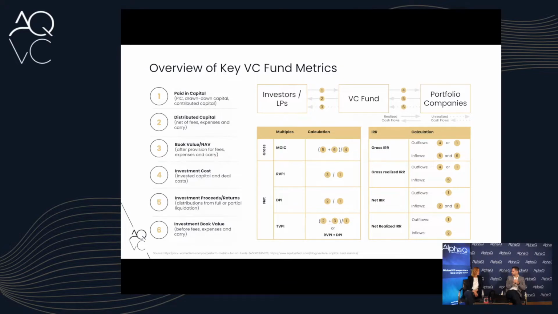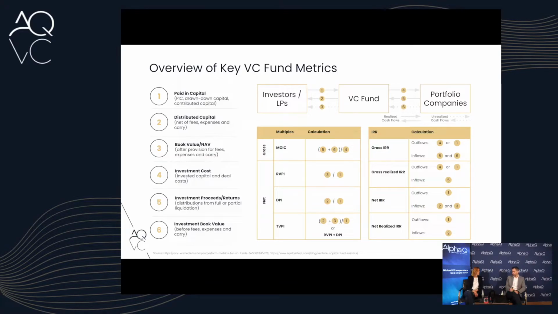Next is the DPI, the distributions to paid-in capital, which is basically calculated by the distributions, net of fees, carry, and expenses, basically going from the VC fund into the LP's accounts divided by the paid-in capital, which is the capital calls. And then finally, ultimately, you have the TVPI, the most widely used and known metric in evaluating venture funds, which is basically just the combination or the sum of these two metrics, RVPI and DPI.